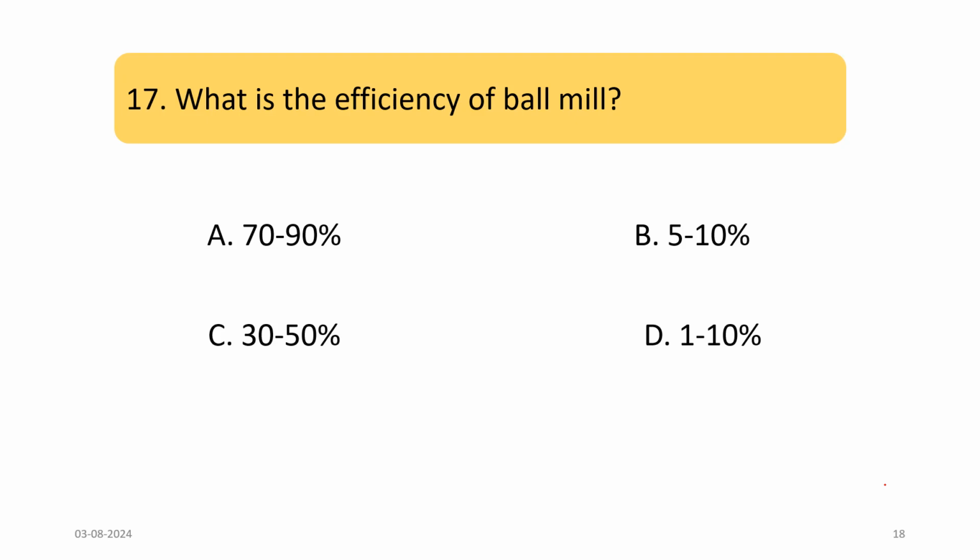Next, what is the efficiency of a ball mill? 5 to 10. Yes, the answer is 5 to 10%. That is the efficiency of the ball mill.